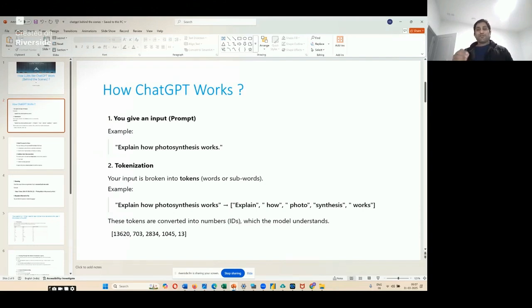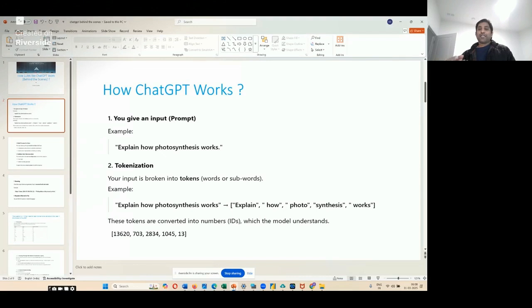So what is the difference between a word and a subword? For example, "explain" is a word, and it is immediately converted into a token. Take "photosynthesis": this is one word, but it is converted into two tokens, photo and synthesis. So a token can be a word or a subword. These tokens are then converted into numbers, which the model understands.